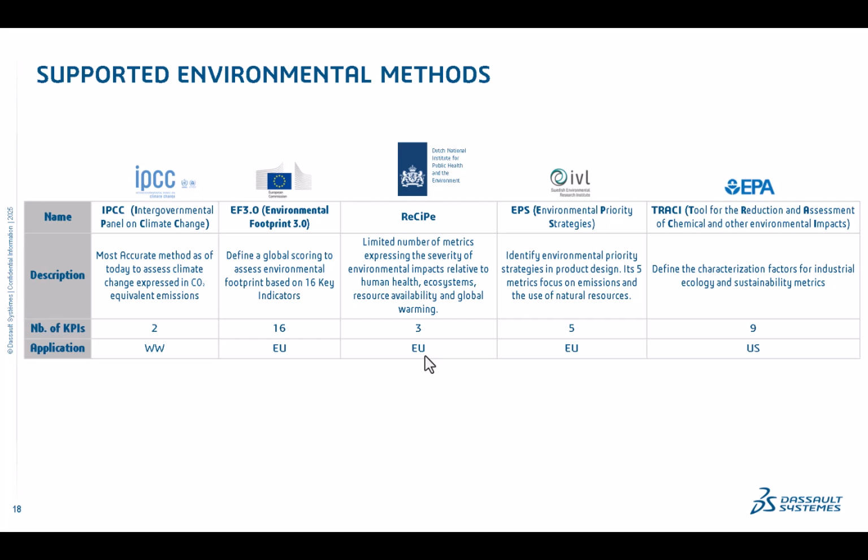These are the environmental methods used in Eco-Design Engineer. It includes the IPCC, or the Intergovernmental Panel on Climate Change method, that focuses on carbon dioxide emissions. There is EF 3.0, which is the European Commission Environmental Footprint Calculation Methodology. There's another called Recipe, EPS, or the Environmental Priority Strategies. And even the US EPA has the TRACI environmental method, which stands for the Tool for Reduction and Assessment of Chemical and Other Environmental Impacts.